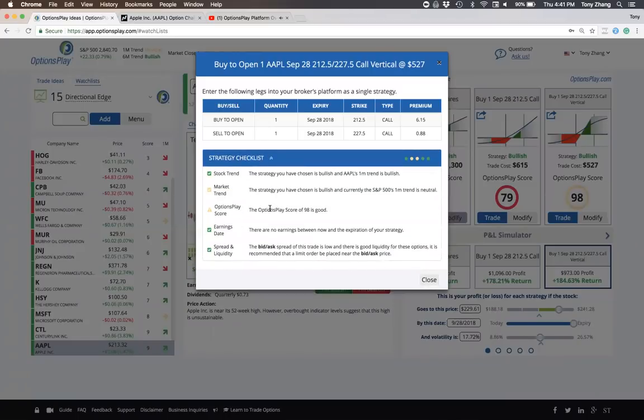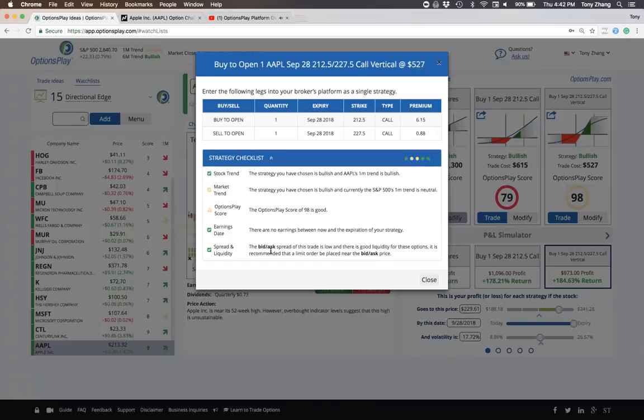This is really designed for those of you that are newer to options, to making sure that you understand your risks. So you know a few different things that you should be aware of. Are you trading with the trend of the stock? Are you trading with the trend of the market? How's the OptionsPlay score? Is there earnings between now and expiration? A very common thing that we see beginners tending to overlook when they're trading options is when earnings is coming up. So making sure you understand that before you place a trade is critical.